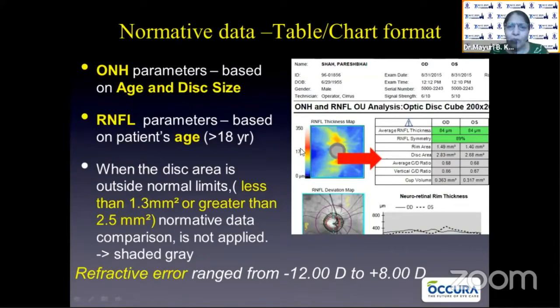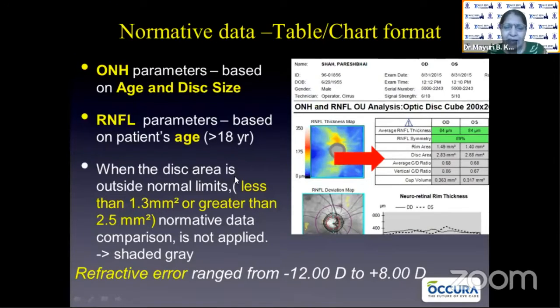So the normative database, what are they for the different parameters? The optic nerve head parameters are based on the age and disc size. RNFL parameters are based only on the age of the patient. As I said, it is between 18 to 84.